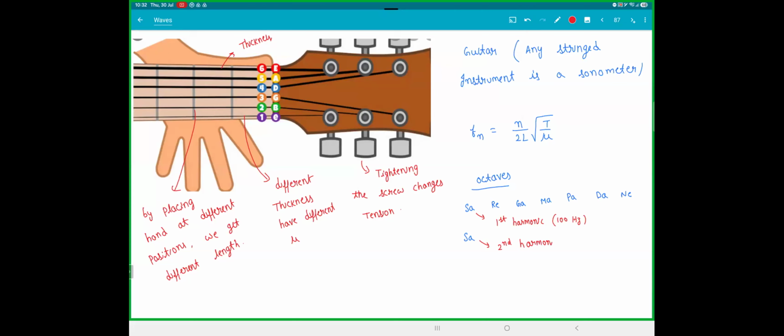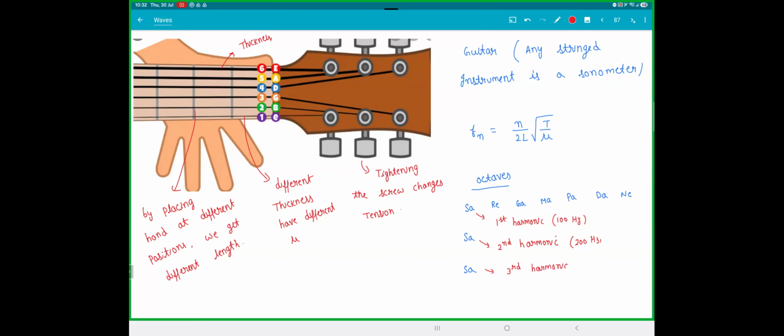And this value must be a multiple of the fundamental frequency. This will be 200 hertz. If you continue to increase the frequency, again you will get a sa. This is the third harmonic sa at 300 hertz. This will be even more sharp.